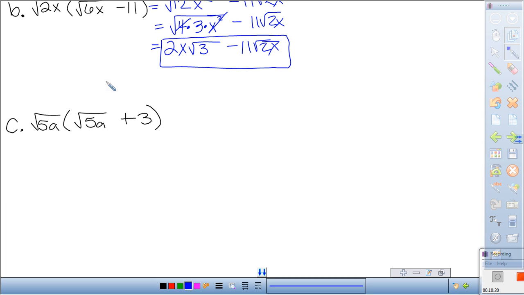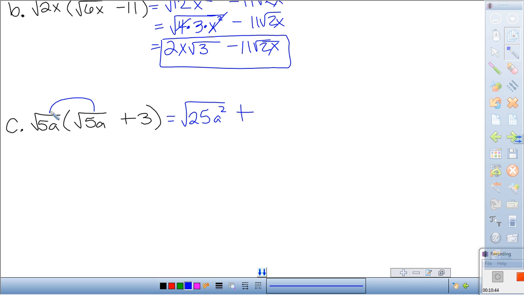All right, let's look at one last example for 3. Again, distribute the square root of 5a times the square root of 5a. Now this is a special one. You may remember the rule, you may not. So I'll just go ahead and work it, and then we'll talk about the rule when we're finished. The square root of 5a times the square root of 5a is the square root of 5 times 5 is 25. a times a is a squared.